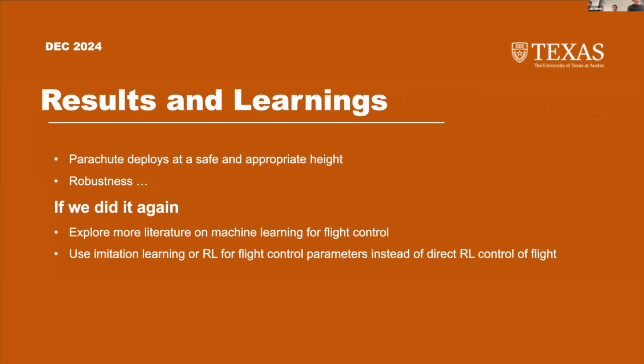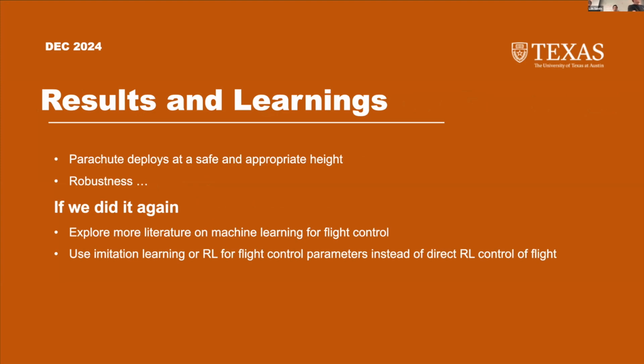So some of our results and learnings. One of the main things that was positive out of our training was the parachute deploying at a safe and appropriate height. Early on in some of the trainings, we would see the parachute would choose not to deploy at all, or deploy instantly and slowly float down to the ground.